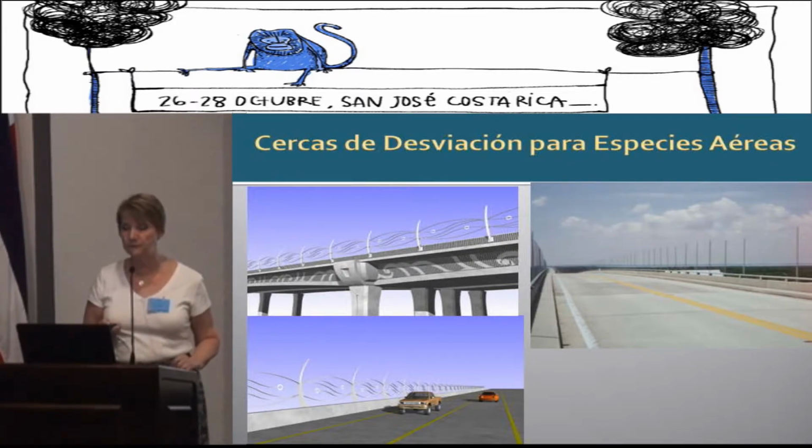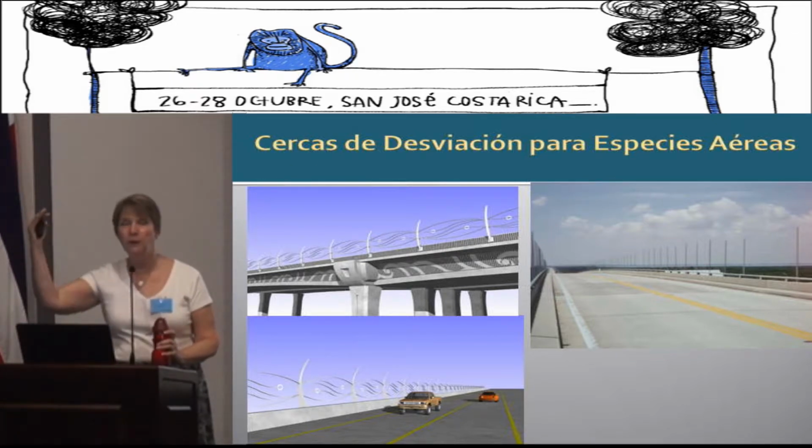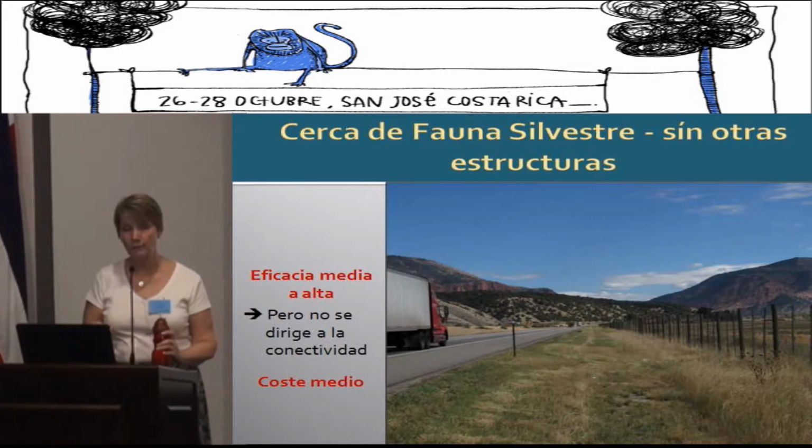Okay, fences to divert flying animals, which can be anything from butterflies to bats to birds, pelicans, barn swallows, all kinds of things. And these are bridges, or poles, that are designed to increase the height of the flying individual over the top of the traffic. Another area ripe for research, although we do have some examples of very effective situations.